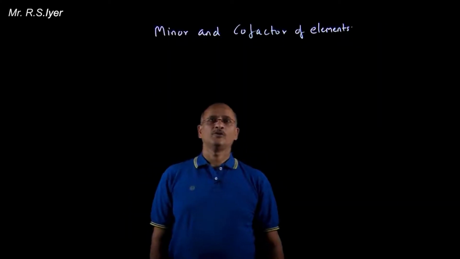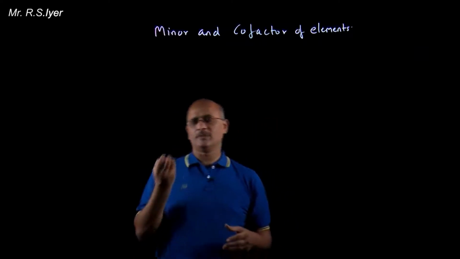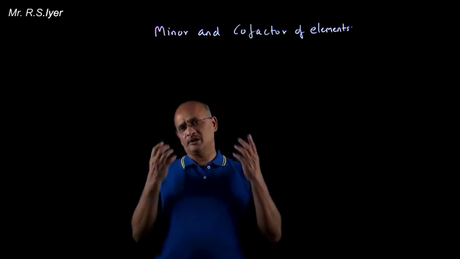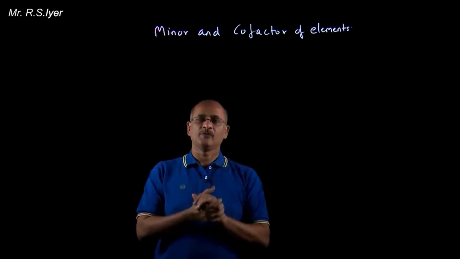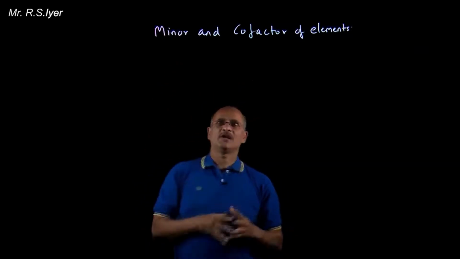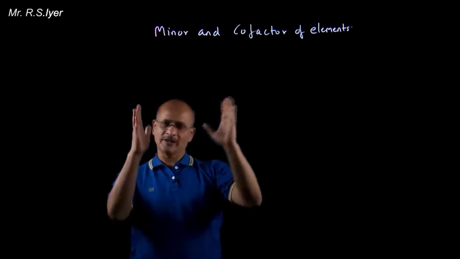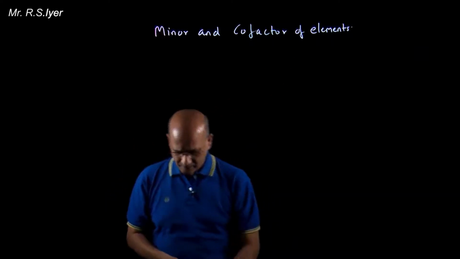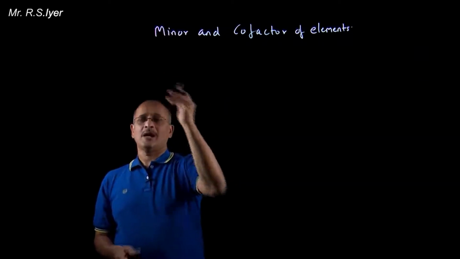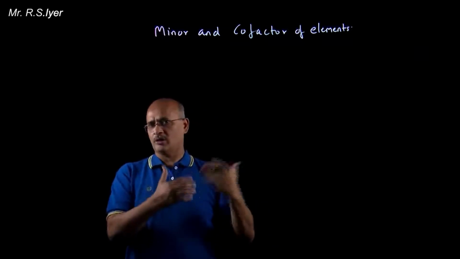Hello there. You had seen what a determinant is. You had seen how to evaluate a determinant of order 2. You are aware of how to evaluate the determinant of order 3. Now one more small concept in determinants needs to be understood: what is a minor and cofactor of elements of a determinant. Before we proceed, I want to educate you on this point. I am talking about order 3.